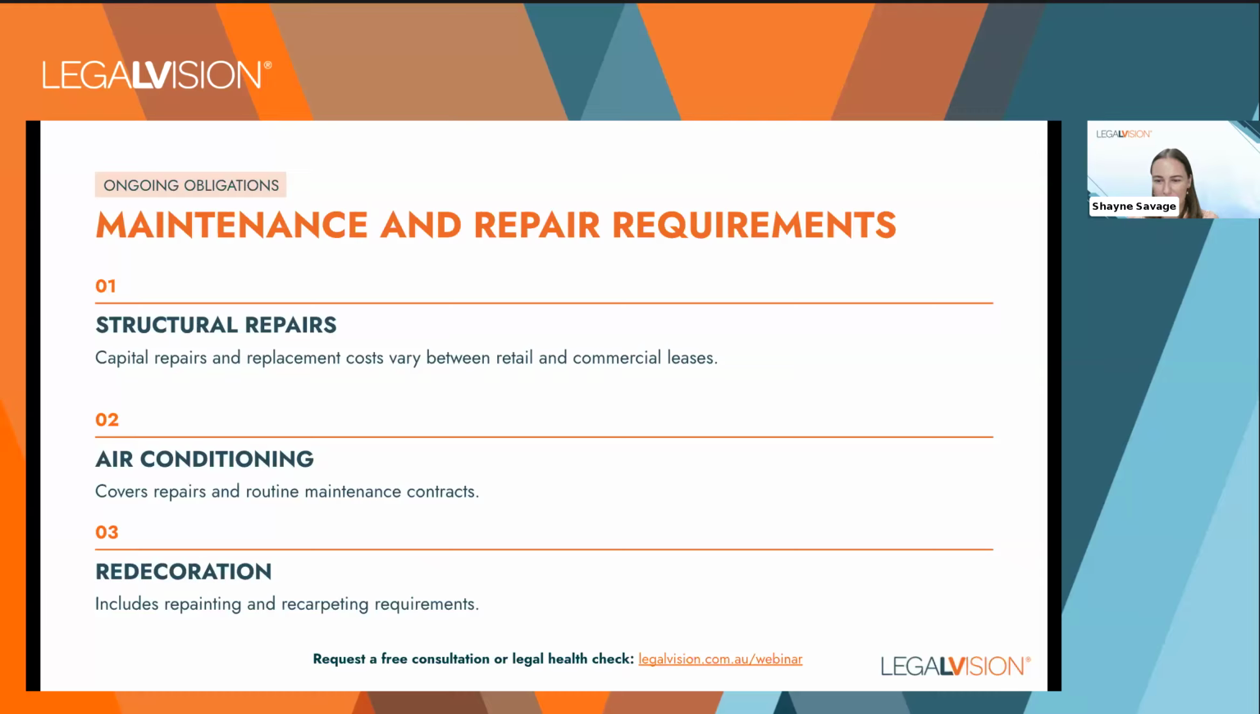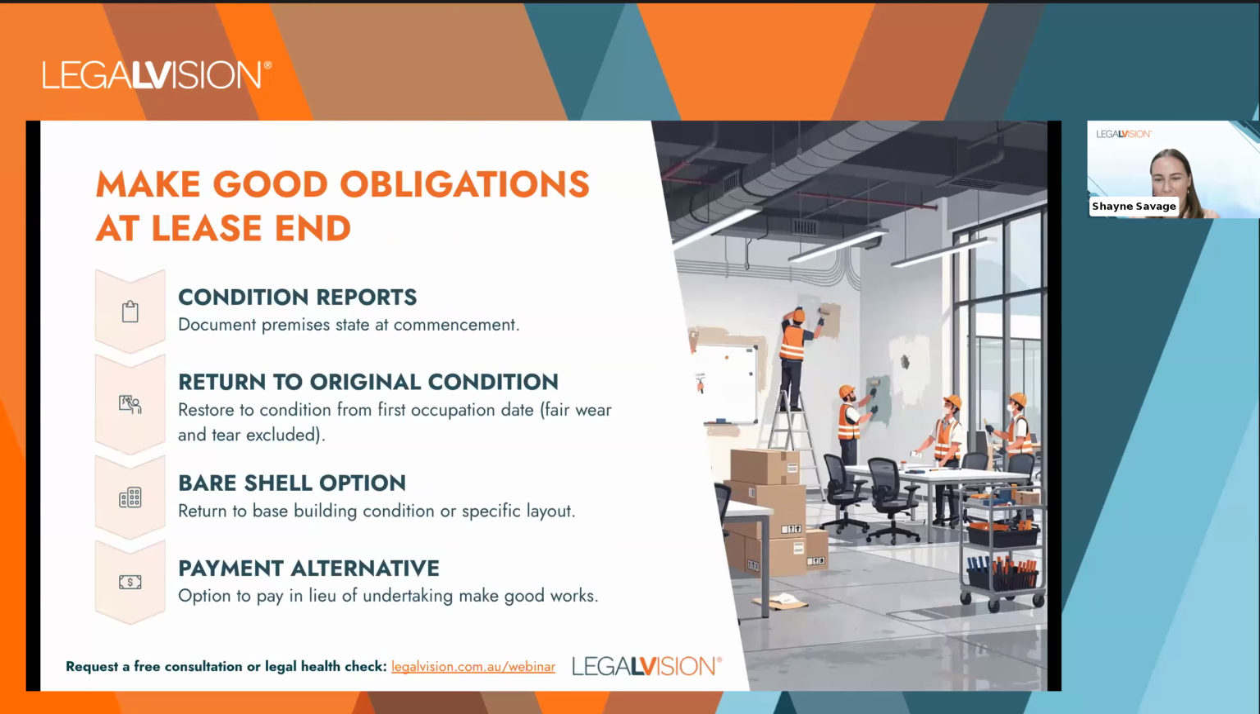Of course, that's depending on what type of building it is. Say, for instance, it's a warehouse, you probably are not needing to repaint or recarpet it, but it is important to make it clear as to whether that is required at a specific time frame or whether that is required, say, at the end of the term and included in the make good obligations instead. Speaking of make good obligations, we will move on to that next.